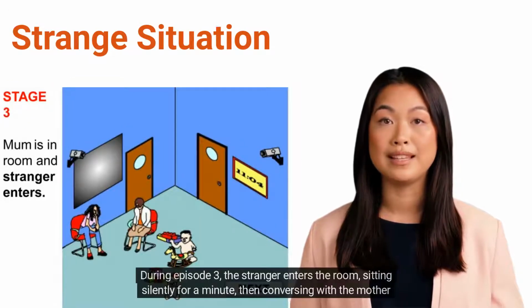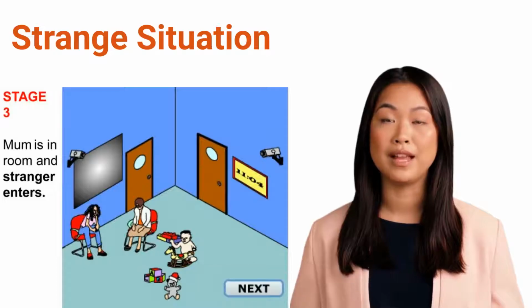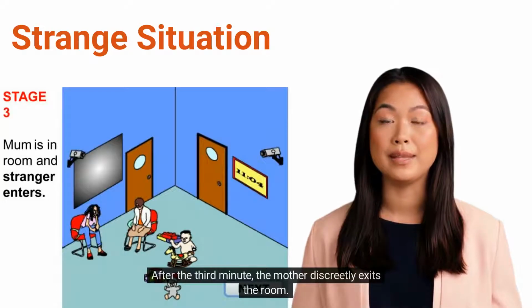During episode 3, the stranger enters the room, sitting silently for a minute, then conversing with the mother for another minute before gradually approaching the baby with a toy. After the 3rd minute, the mother discreetly exits the room.